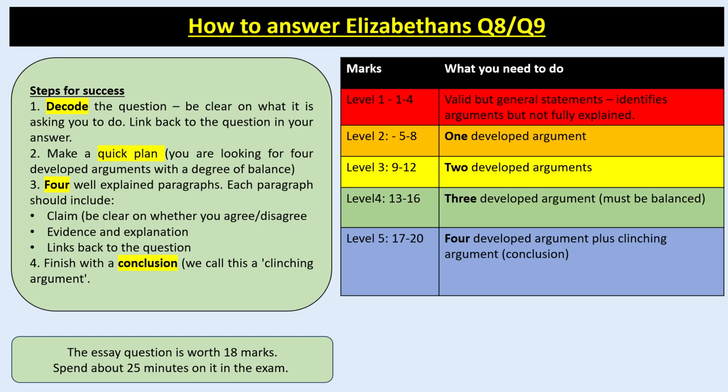Make a quick plan. You've got your four well-explained arguments that you need, four well-explained paragraphs, and each paragraph should include a claim. So be really clear for each paragraph whether you agree or disagree. Support that with some evidence and explanation, and then at the end of each paragraph, link back to the question, and then finish with the conclusion. And you can see on the right-hand side there how the mark scheme works for Elizabethans.